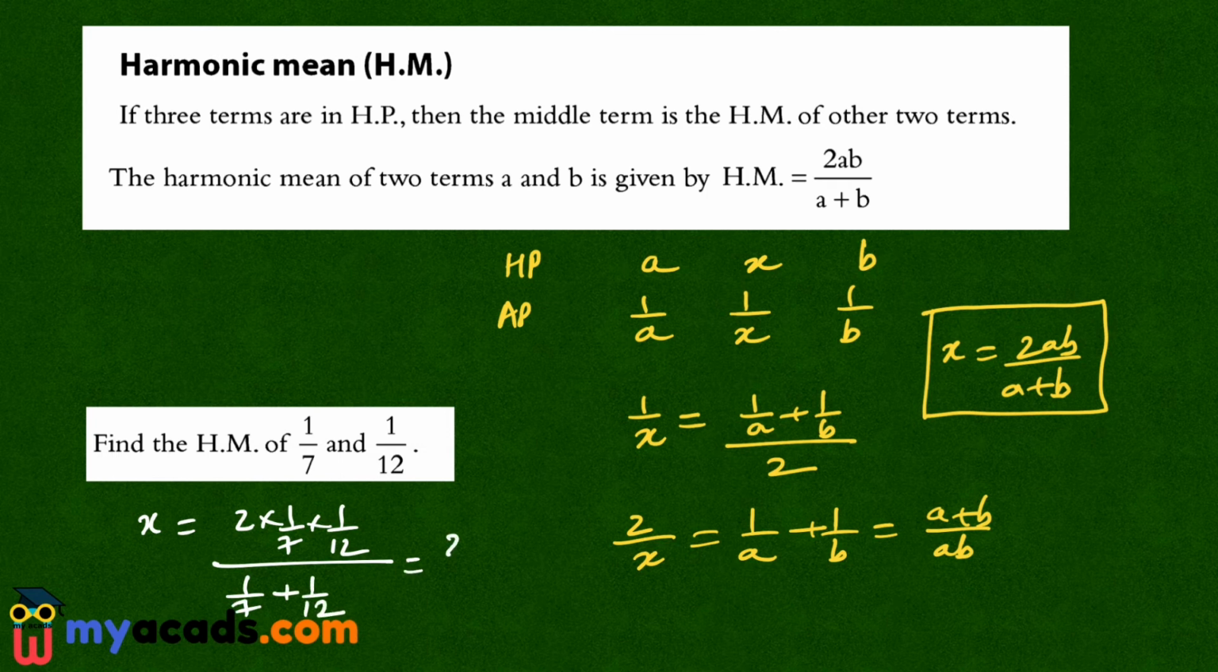So this is equal to 2 divided by 7 multiplied by 12. Here it would be 7 multiplied by 12 and 19. This will cancel out. So the answer will be 2 by 19.